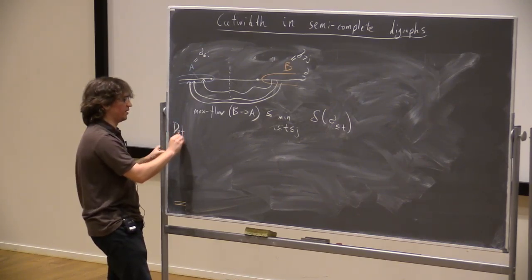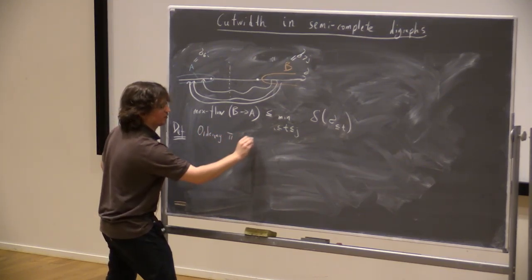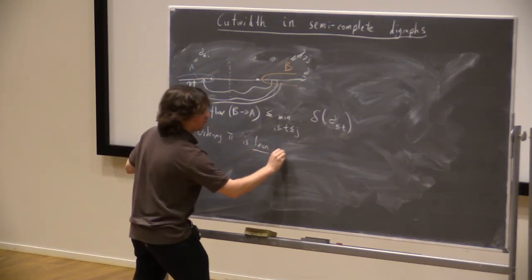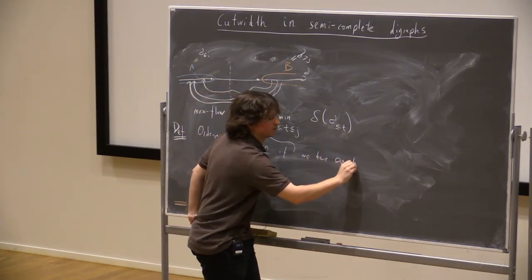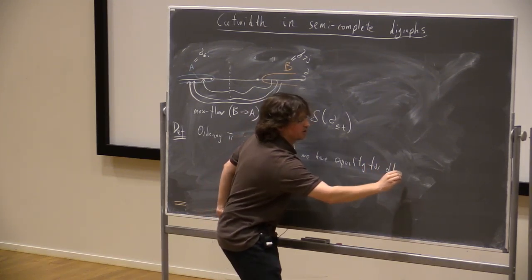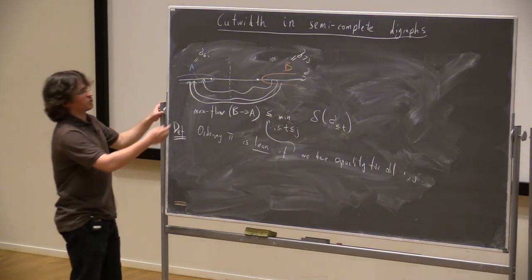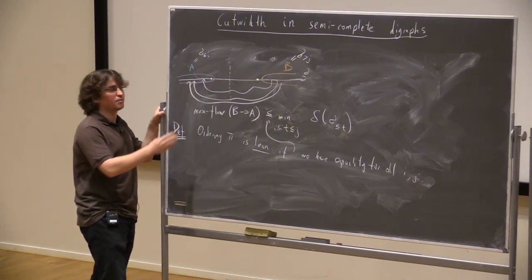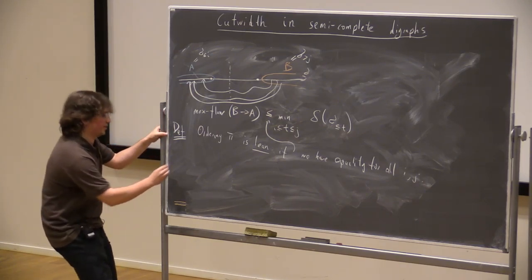So the definition of a lean ordering: ordering pi is lean if here we have equality for all I and J. Yes? So sort of a lean ordering is an ordering that's minimized with respect to max flow min cut duality. Yes? We are trying to make those cuts in the ordering as close to the max flows as possible. Yes?